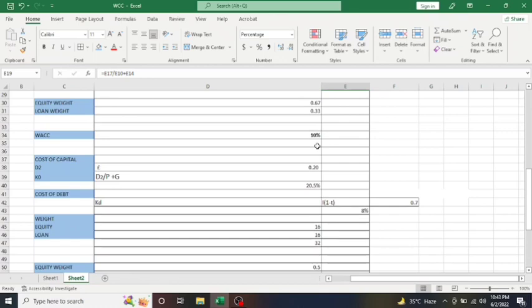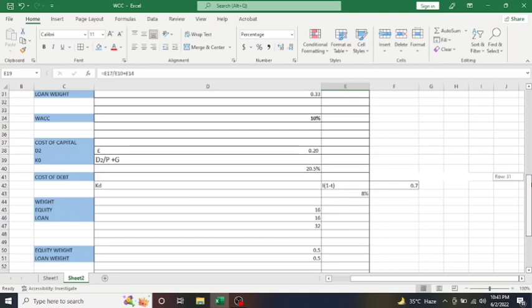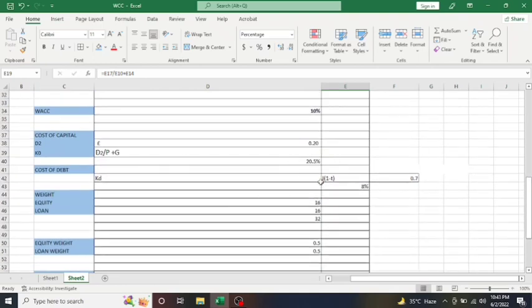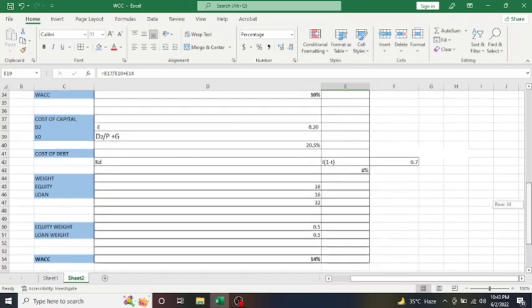And this is how we find the WACC of our first company. For the second company it is the same procedure. We are going to find the dividend per share. Then we are going to find the cost of capital. And after finding the cost of capital, we are going to find the cost of debt. That is a simple formula as before: interest multiplied by 1 minus t. And then we have our cost of debt.